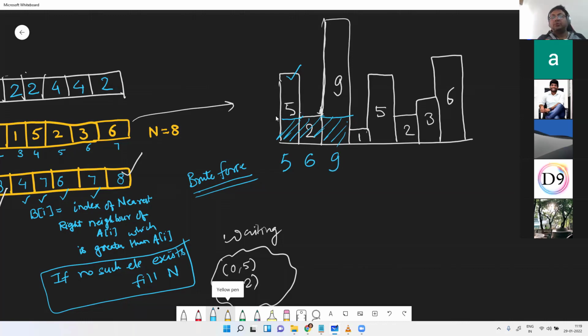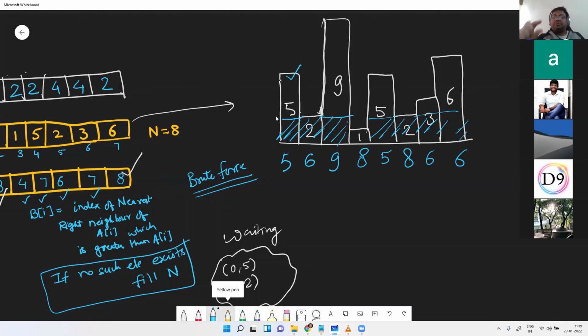1 can be extended on both the sides. With 1, what is the maximum area we can get? 8, because 1 will be extended 3 to the left, 4 to the right, and 1 itself, so 8. 5 cannot be extended, 2 can be extended. So it will give us 8; 2 can be extended here and here. And 3 can be extended only to the right. So it will give us 6. 6 cannot be extended, so 6.